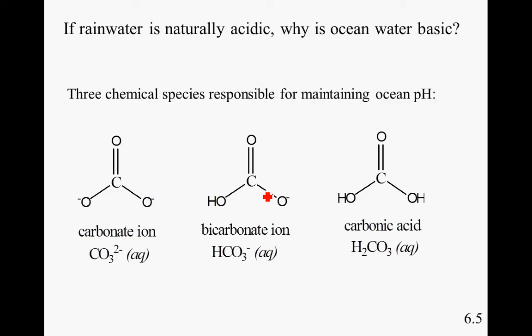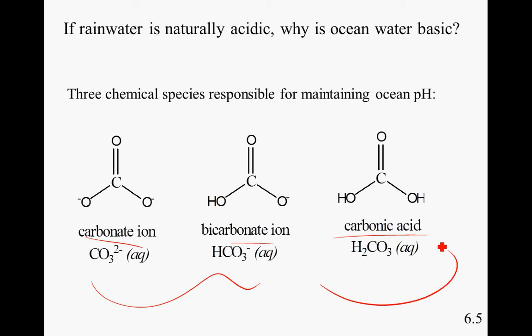If rainwater is naturally acidic, why is the ocean water basic? 3 chemical species are responsible for maintaining the ocean pH: carbonate, bicarbonate, and carbonic acid. These 3 species work together to absorb the extra hydrogen from the acid, or give off hydrogen when the water becomes too basic. These all come from carbon dioxide being dissolved in water.